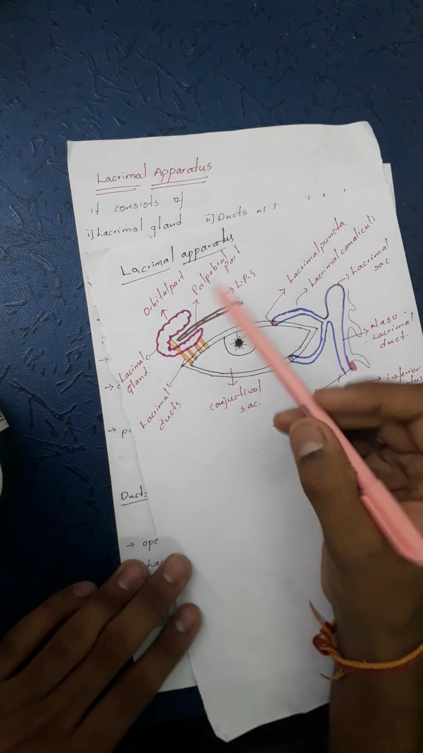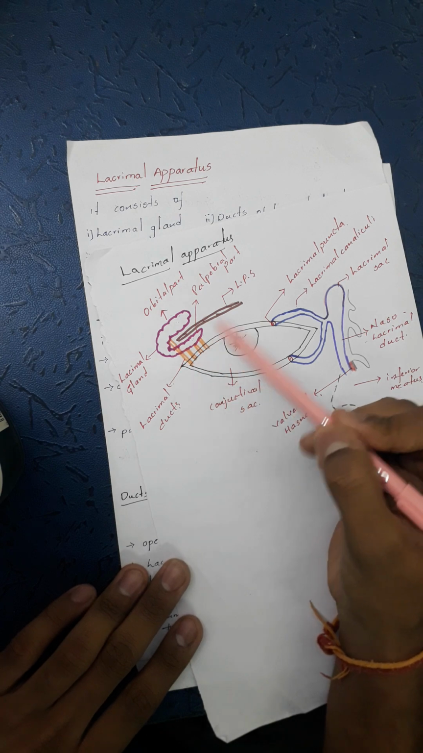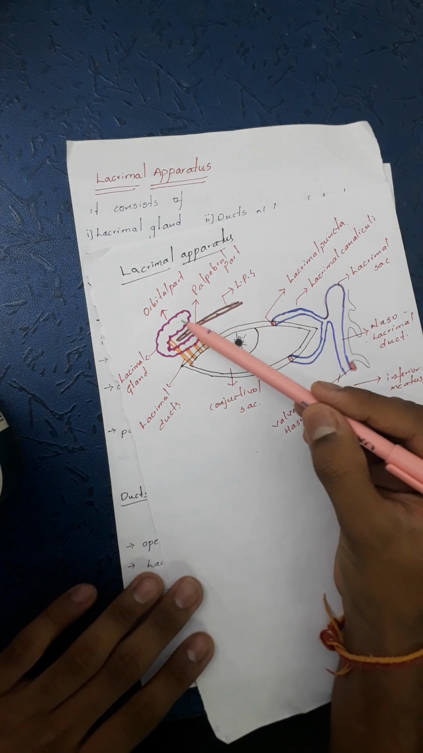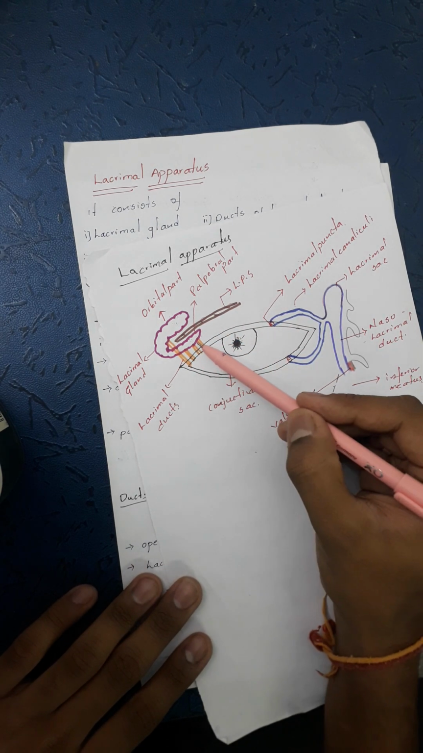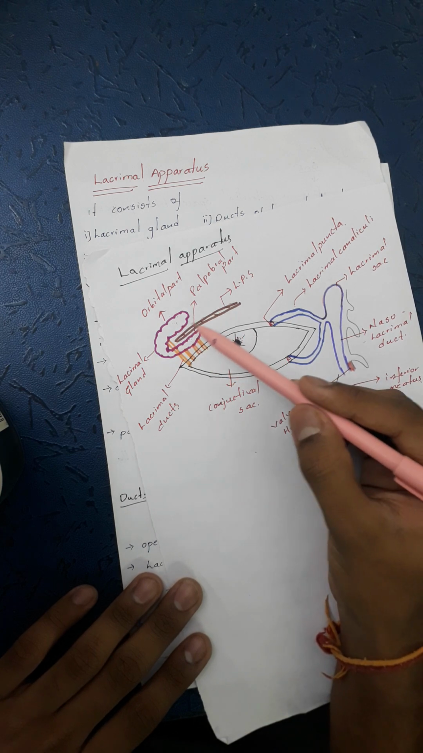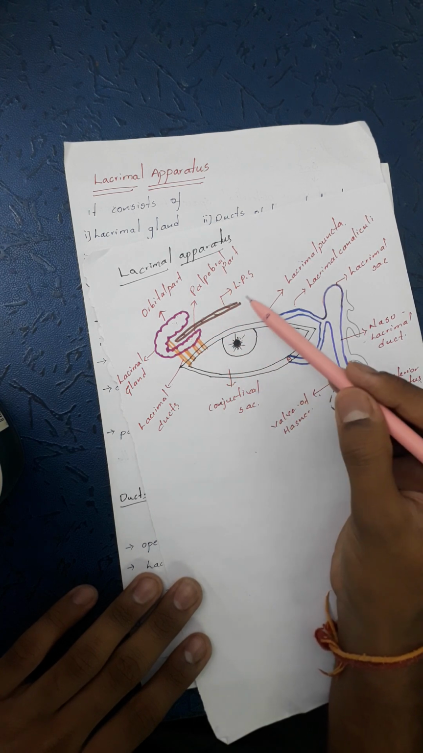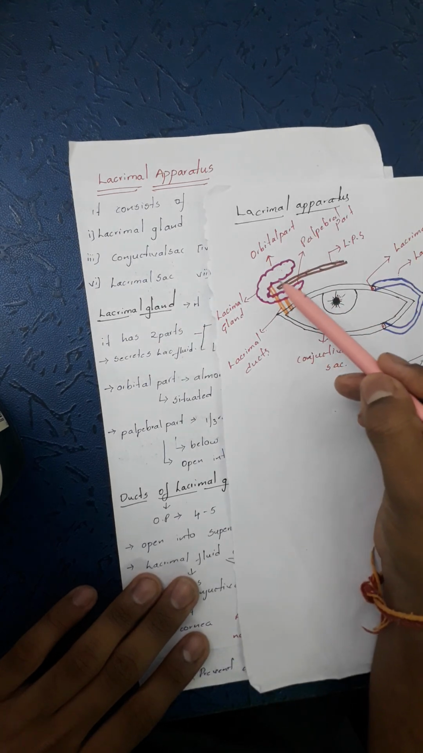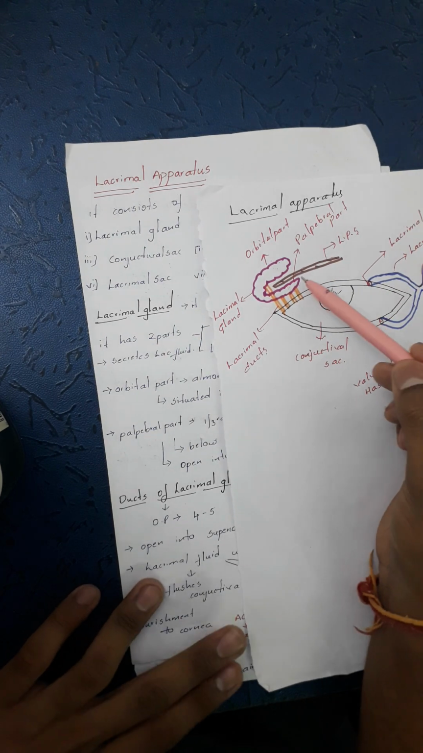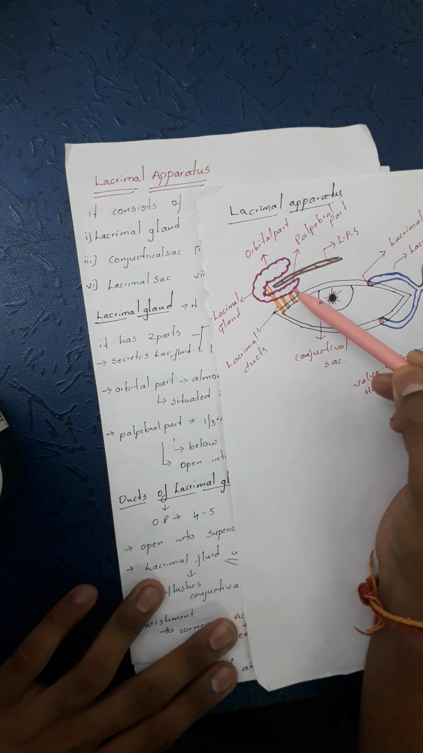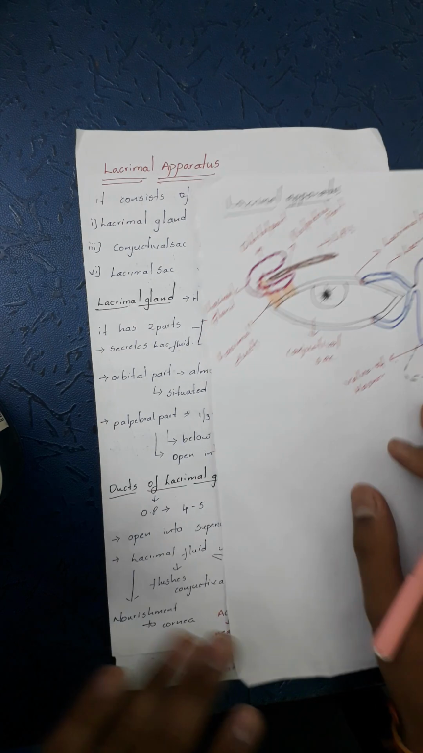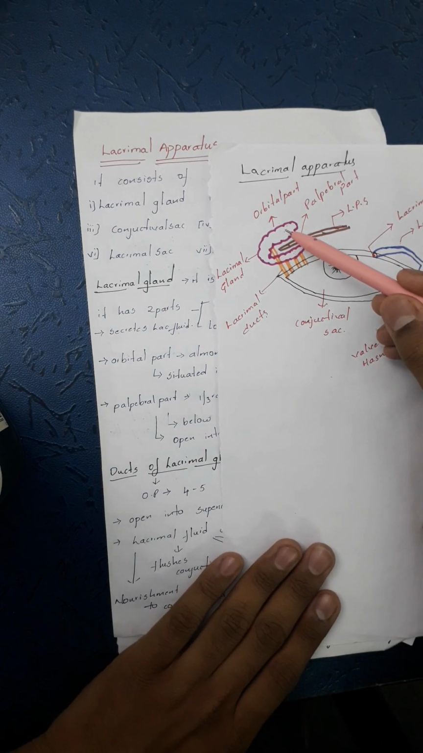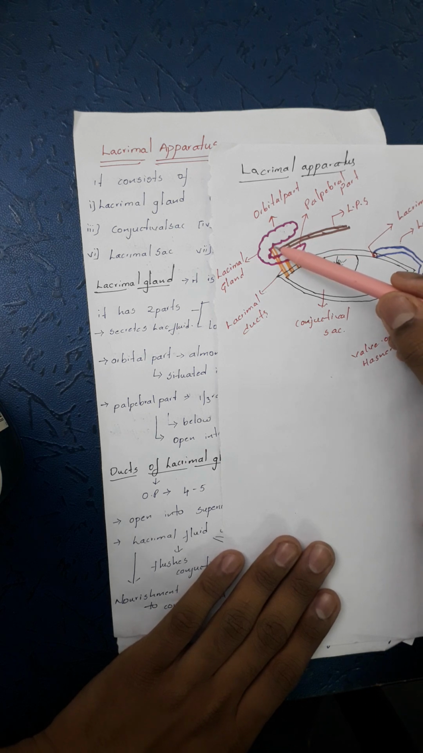The lacrimal gland has two parts. This is the orbital part and this is the palpebral part. These two parts are separated by the levator palpebrae superioris muscle. This is the bigger part and this is the smaller part, and this palpebral part is situated below the levator palpebrae superioris.